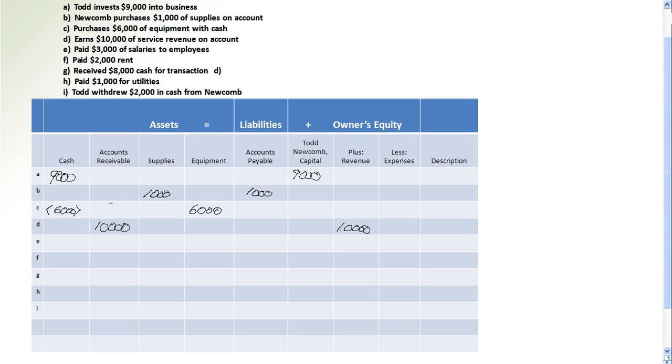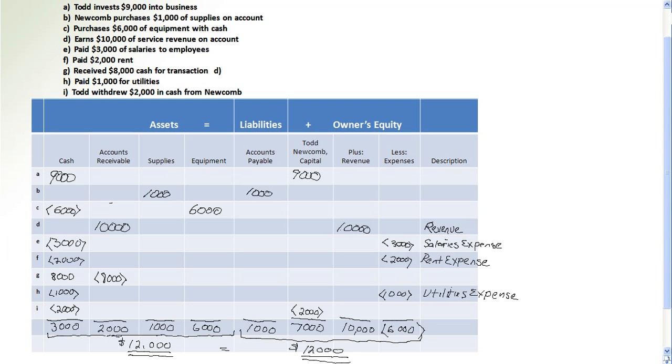to balance out the equation. What I'd like you to do now is to pause this video and see if you can complete the rest of the worksheet, filling it in. I'm going to go ahead and complete it off screen, and then we'll come back together and compare notes.